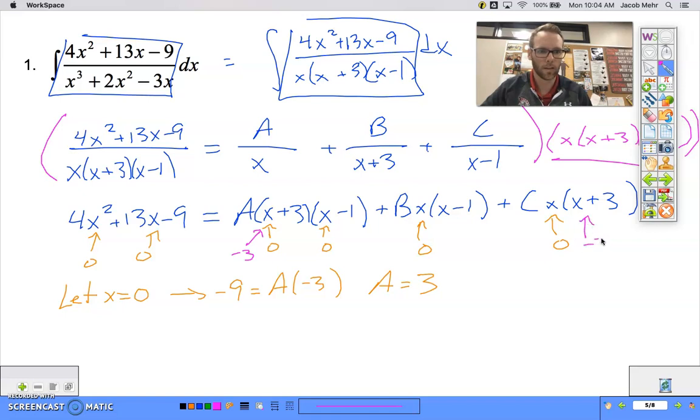right there, that term's gone. This term, would it be gone if we let x equal negative 3? No, it wouldn't. So let's use that one. Let's let x equal negative 3. Now, what do we get on this side?